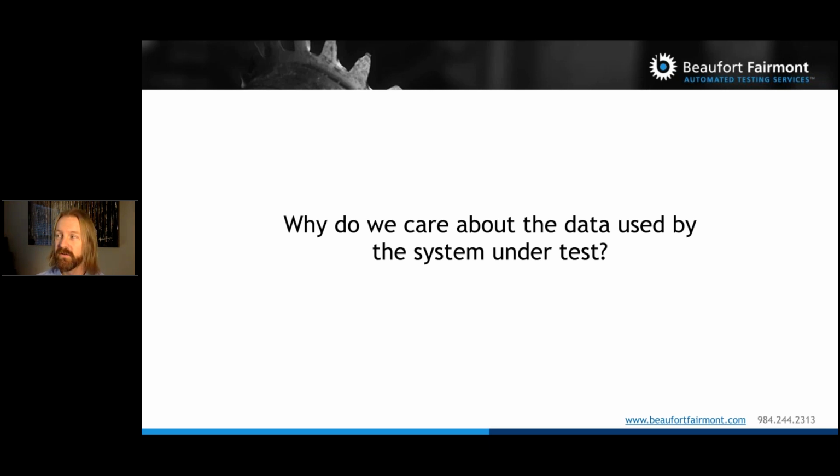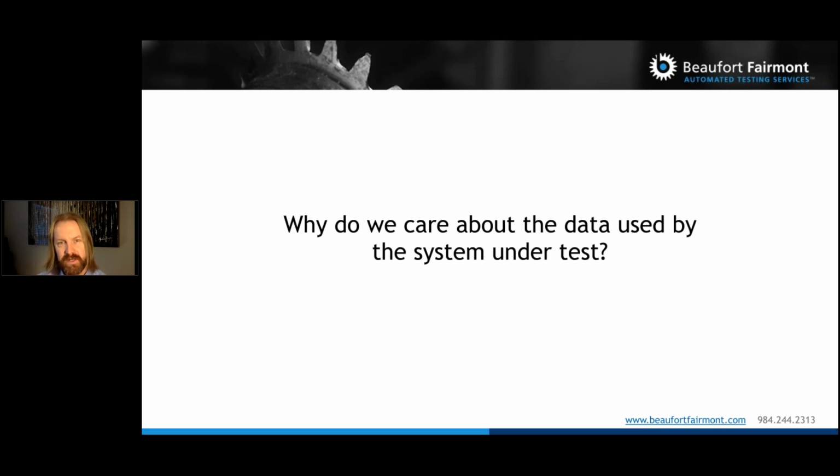Today, I'm here to talk to you all about the data that we use for testing and how we manage it. So I generally like to start out with a question. The question today we're going to ask is, why do we care about the data used in the system under test? So maybe that's something you can think about for a few minutes.